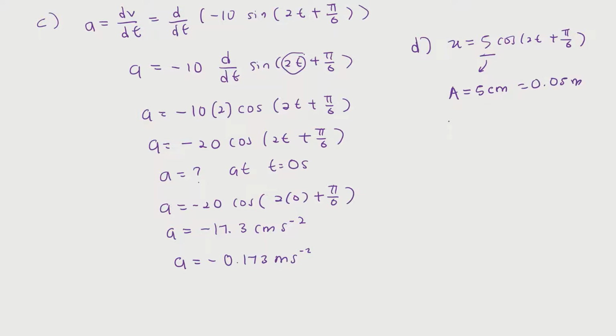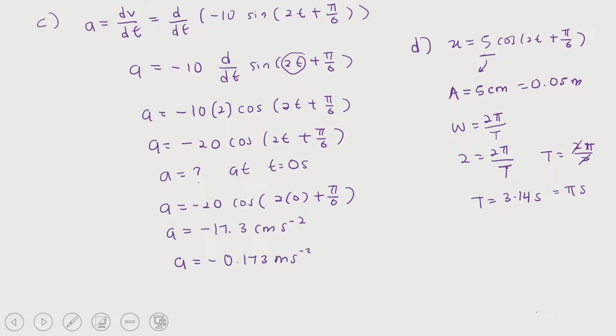What about the period? So we know, right, omega equals 2 pi over T. Now you can substitute your omega with 2. So 2 equals 2 pi over T. And T equals 3.14 second or T equals pi second. So you just rearrange this equation. You will get 2 pi divided by 2. You cancel your 2. You will get pi or 3.14 second.